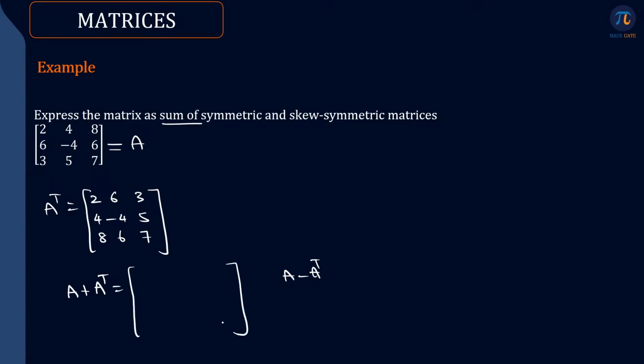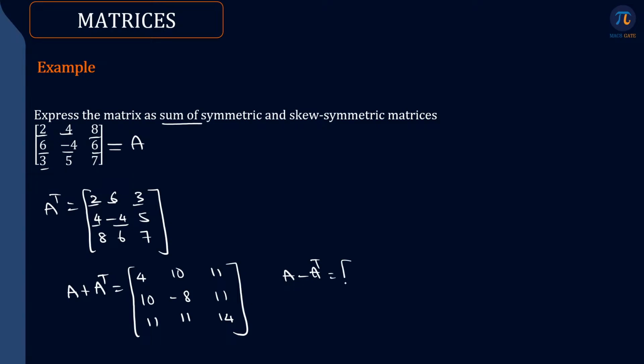So how to do A plus A transpose? Corresponding elements you just add. 2 plus 2 is 4, 4 plus 6 is 10, 8 plus 3 is 11, 6 plus 4 is 10, minus 4 plus minus 4 is minus 8, 6 plus 5 is 11, 3 plus 8 is 11, 5 plus 6 is 11, 7 plus 7 is 14. Am I clear?